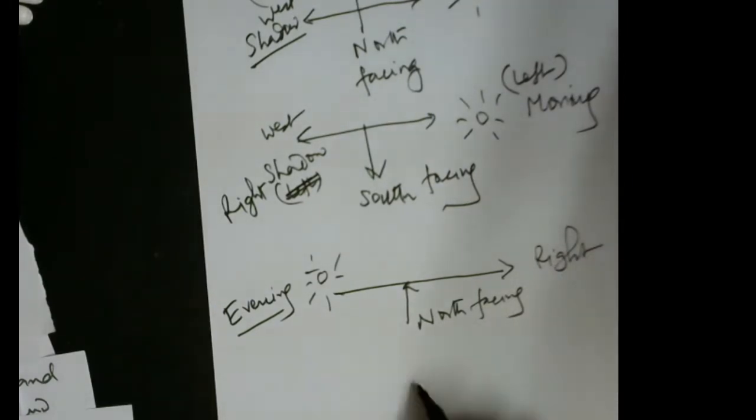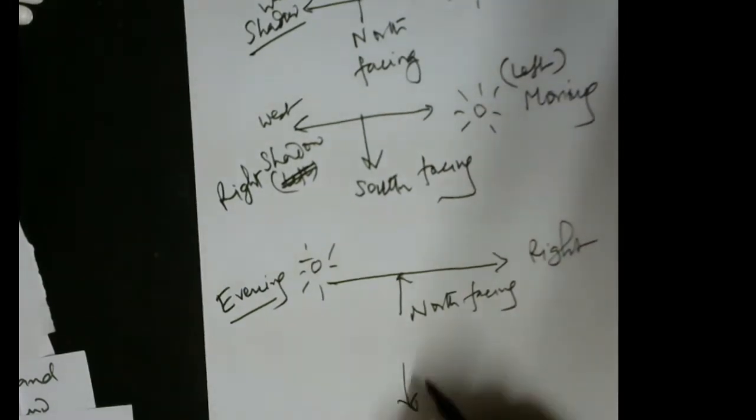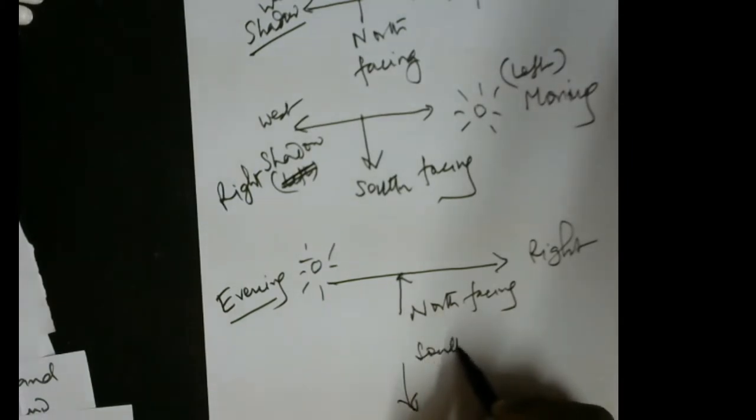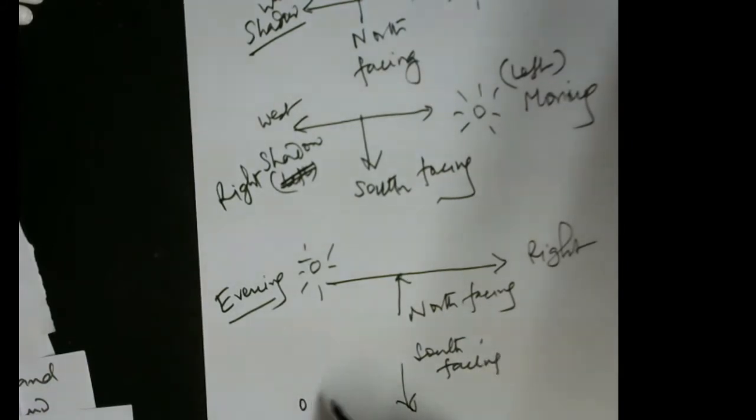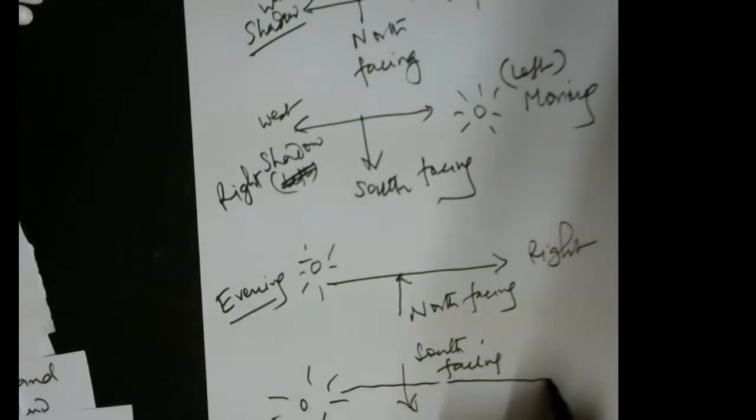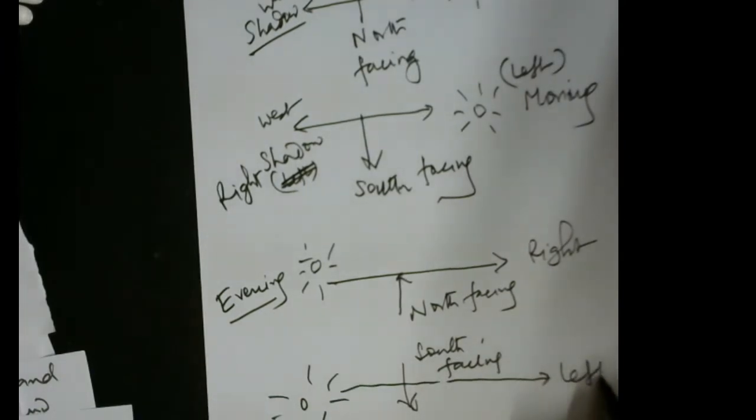And if the person is facing south, standing in the evening, the sun is here, so his shadow will be towards his left hand. So these are the ideas of the concept of shadow.